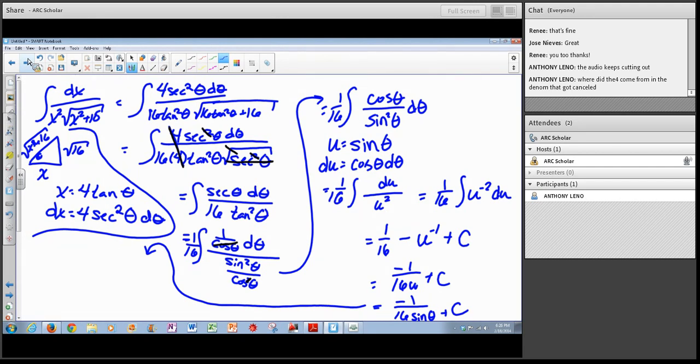So if we want to put this back in terms of x, right? Sine theta is what? Based on our triangle? Opposite over hypotenuse, right? So we'll get 4 over the square root of x squared plus 16.